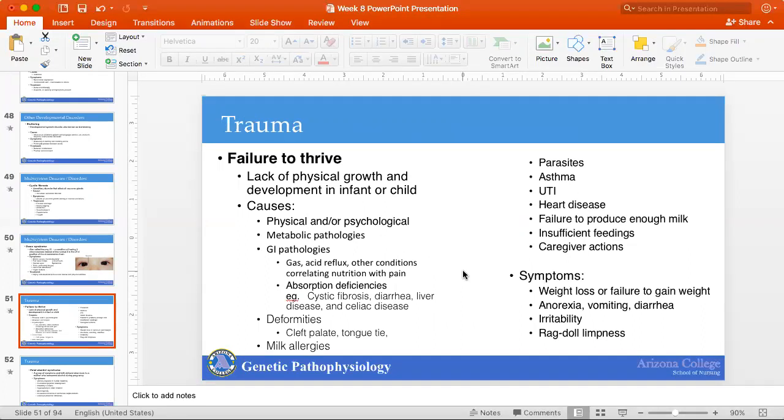Physical and/or psychological. Metabolic pathologies and GI pathologies are some common causes. Deformities, possibly milk allergies, parasites, asthma, UTI, heart disease, failure to produce enough milk, insufficient feedings, caregiver actions. So it could be either pathology with the system or in the environment that a child is in. Symptoms: weight loss or failure to gain weight, anorexia, vomiting, diarrhea, irritability, and a ragdoll limpness.